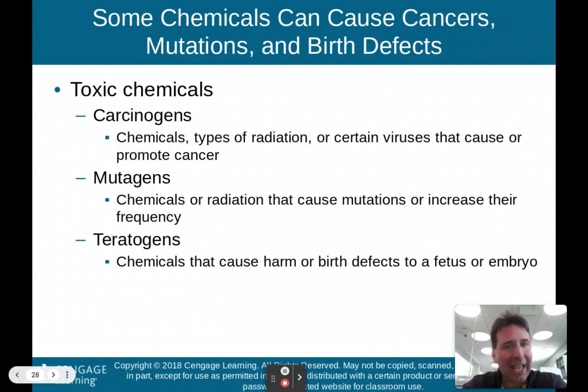Mutagens are chemicals or radiation that can cause mutations or increase the frequency of mutations in cells. And then we have teratogens, which are chemicals that cause harm or birth defects to a fetus or an embryo. All right, so please understand these three terms: carcinogens, mutagens, and teratogens, and what they basically mean. Carcinogens produce cancer, mutagens produce mutations, teratogens produce birth defects in a fetus or an embryo.